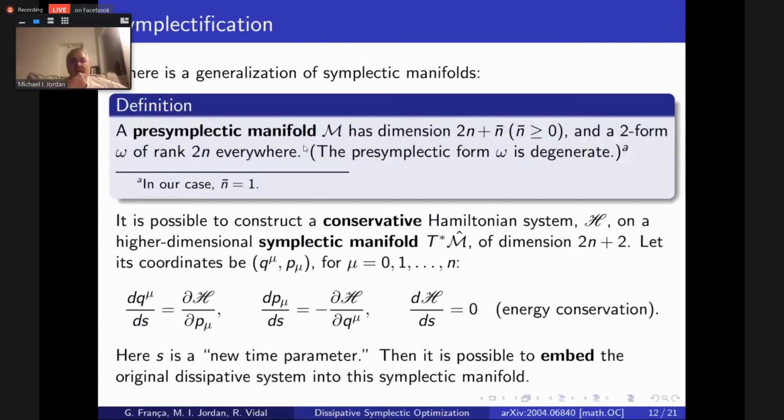We're going to embed ourselves in a manifold of one higher dimension. So we're going to call that a pre-symplectic manifold. And the general definition allows you to go up to even higher dimensions. We're only going to need one more. And so we embed the symplectic manifold into this higher dimension, which is a symplectic manifold, as one more dimension.